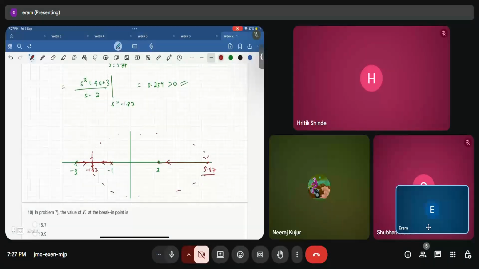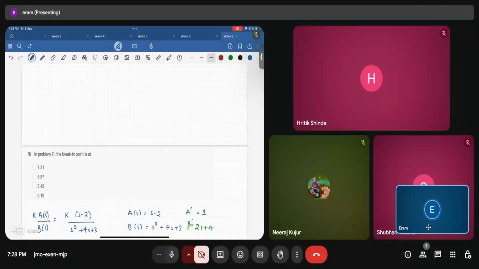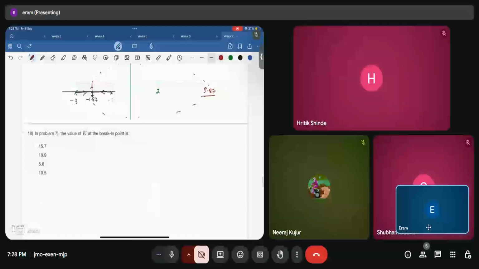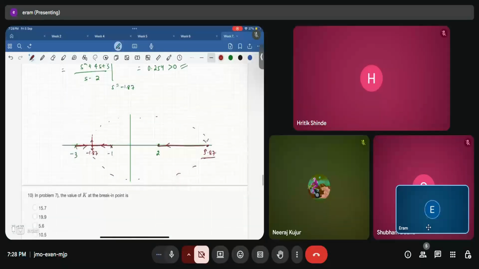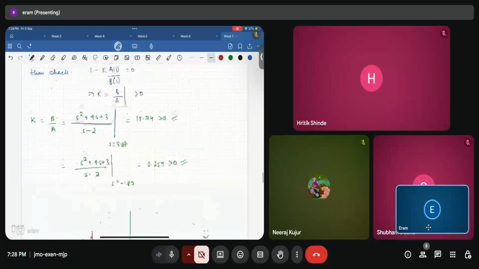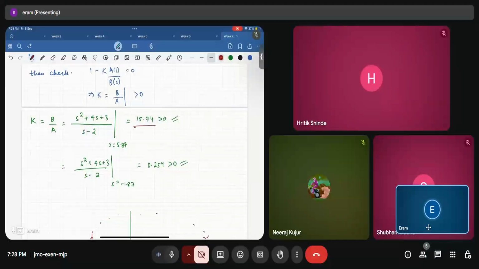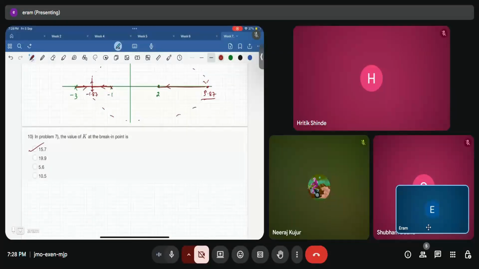-1.87 is the breakaway and 5.87 is the break-in point, so the correct option is 5.87. Similarly, the value of k at the break-in point we have already calculated. What was the value of k at s equals 5.87? It was 15.74. So option 1 is the correct answer.